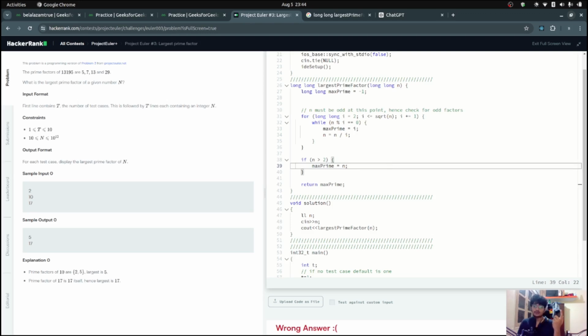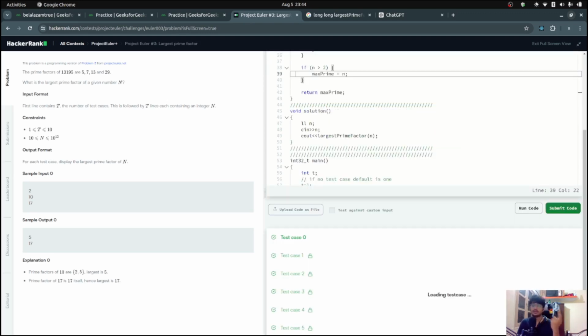So that's all. If I run my code, you're going to see, yeah, it passed all test cases.